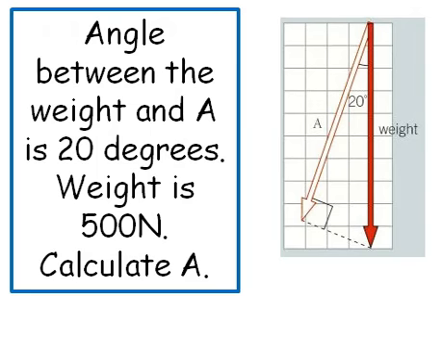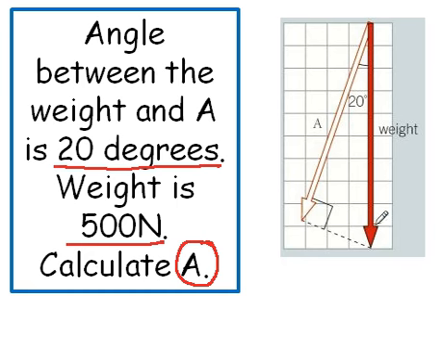So when it comes to actually working out this question, what we need is to first of all underline, highlight or circle the key information. So the angle between the weight and A is 20 degrees, and weight is 500 newtons, and we're going to calculate A. So what we're then going to do is we need to draw a scale diagram.